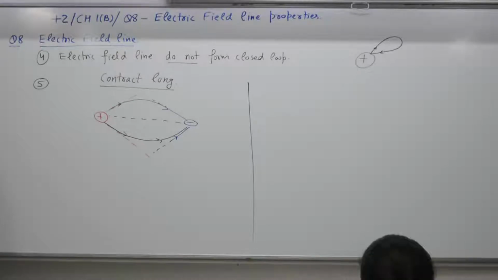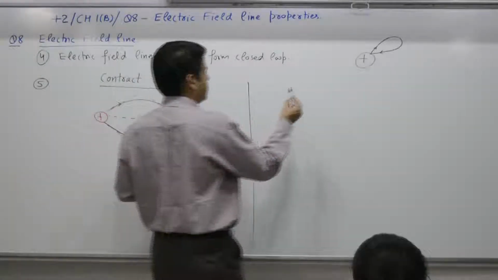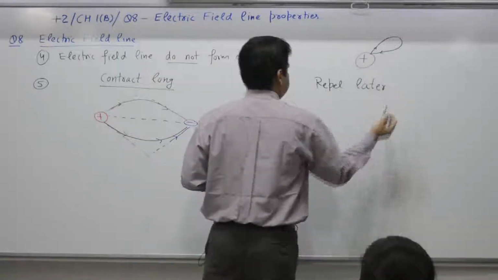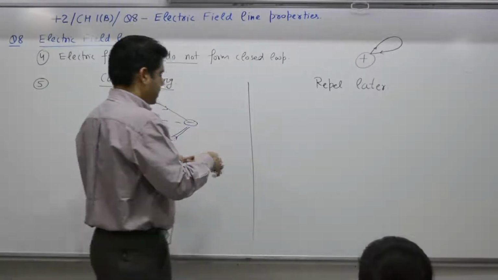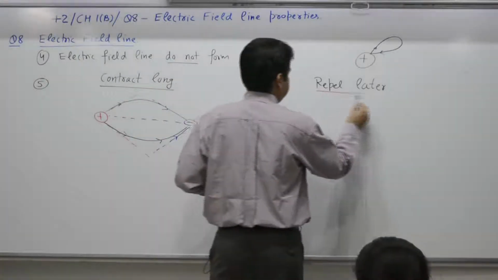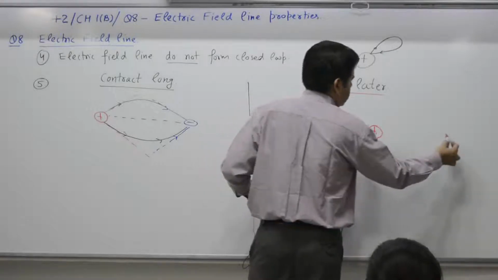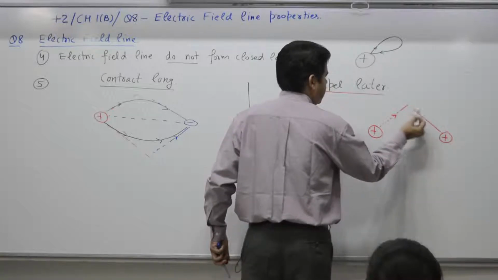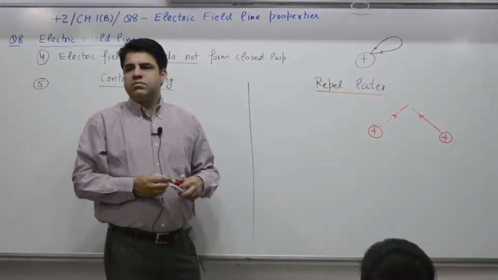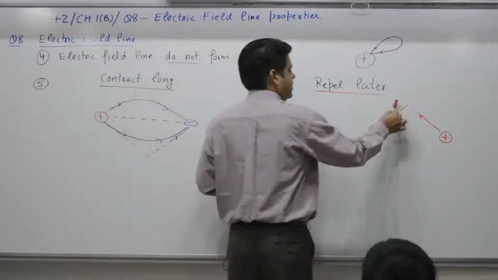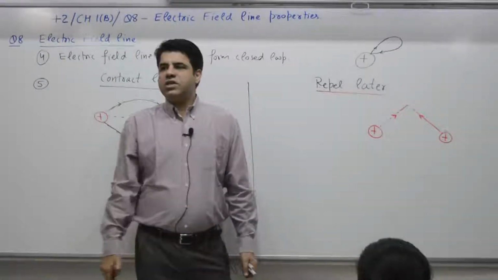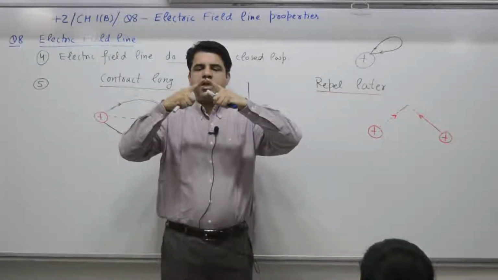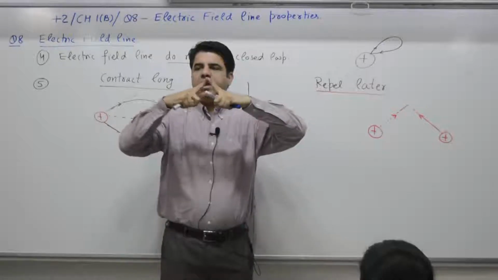The second part is they repel laterally. Think of two positive charges. There is a line moving out of this, and another line moving out of this. If you extend them, the two will cross, but two lines cannot cross. So there are two lines moving like this. They won't cross each other, but they will repel each other.